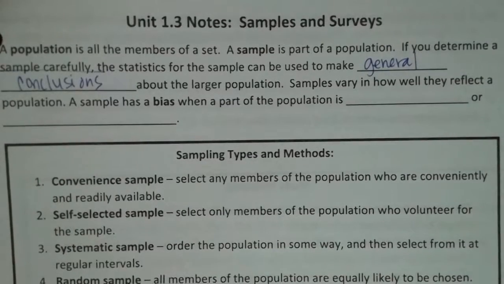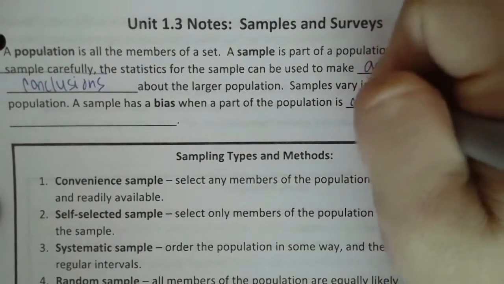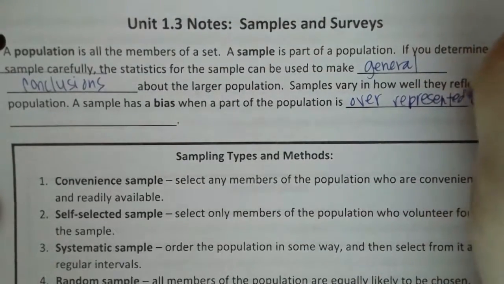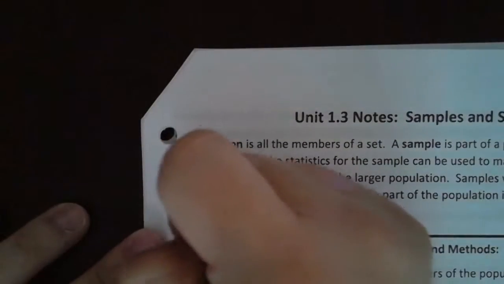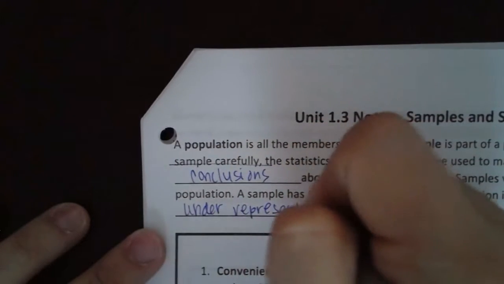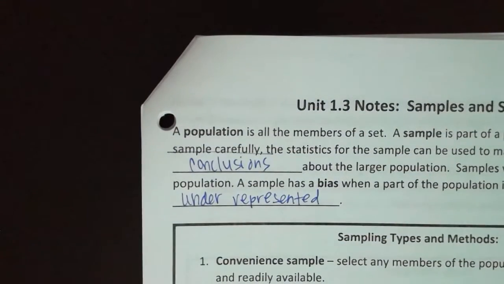A sample has a bias when part of the population is either overrepresented or underrepresented. So in my McDonald's example, if I went and asked the people in the drive-thru at McDonald's if they liked McDonald's, I'm overrepresenting a certain group, a certain type of people.